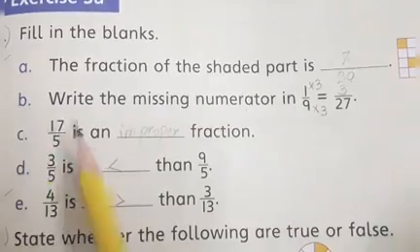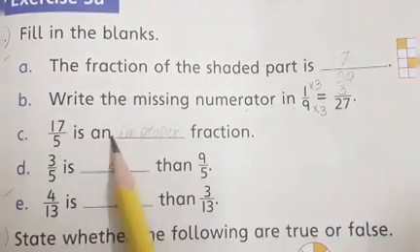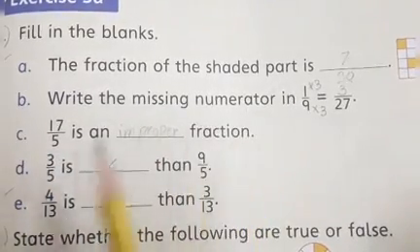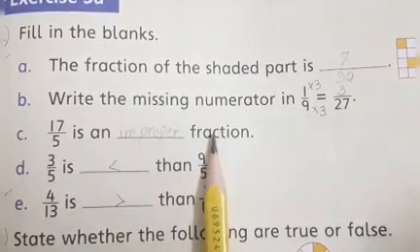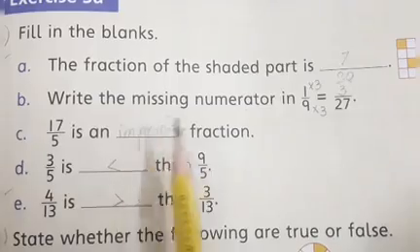Okay, now part C. 17 by 5 is an improper fraction. Why is this an improper fraction, students? As I explained to you, proper and improper fractions.